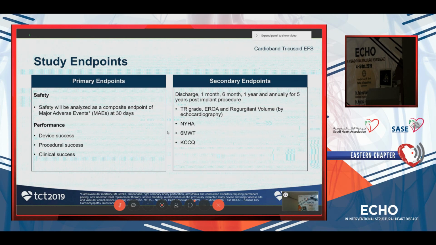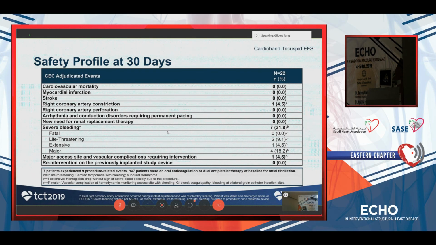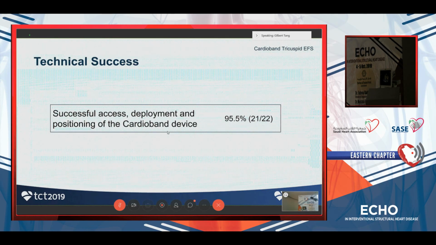You can see it's only 22 patients, so a smaller experience. Again, most of them are female, and almost all of them had atrial fibrillation or atrial flutter, and a mean systolic pulmonary pressure of 40. You can see the procedure is also very safe, with no stroke, 1 coronary artery constriction, and then 7 severe bleeding and 1 access site complication. So the overall technical success is around 95%.